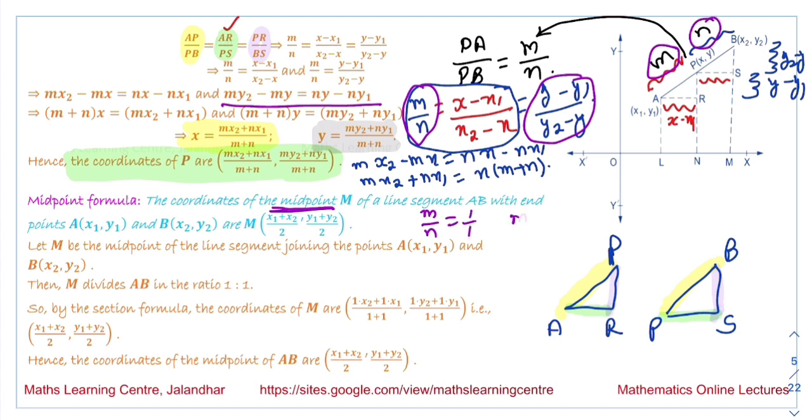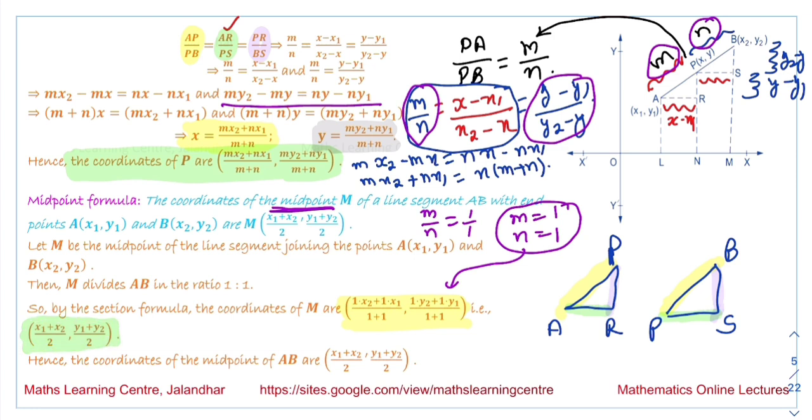So what we get is that the value of m is 1 and the value of n we can take is equal to 1. If we substitute these two values, m is equal to 1 and n is equal to 1, in the given equation, given equation means we are talking about this value. It is m into x2 plus n into x1 over m plus n. M plus n means it is 1 plus 1. Similarly, it is 1 into y2 plus 1 into y1 over 1 plus 1. So the final answer that we will get is x1 plus x2 by 2.